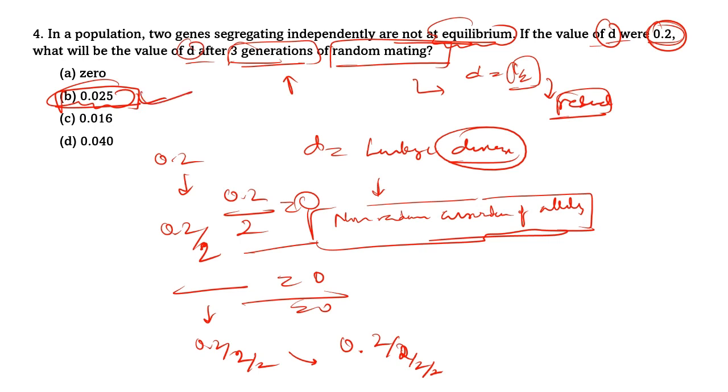So remember the concept: when they are talking about linkage disequilibrium, which is denoted by D, this is a non-random association of the alleles. When random mating occurs after inbreeding, the value of D will decrease generation after generation. How much will it reduce? It will be reduced by half. The value will be reducing by half. I hope this is clear.